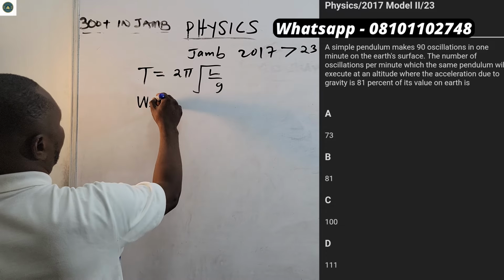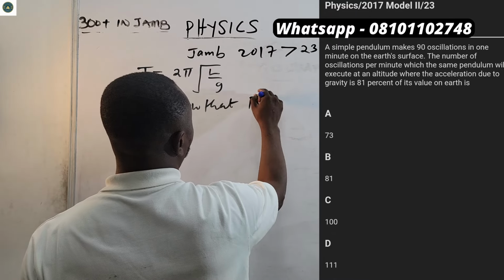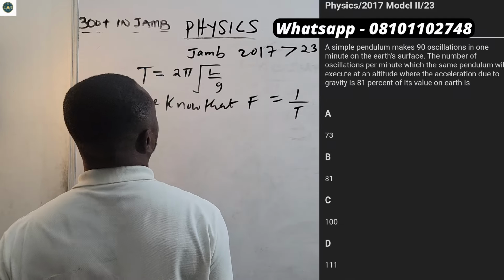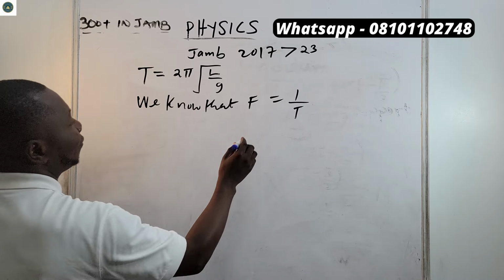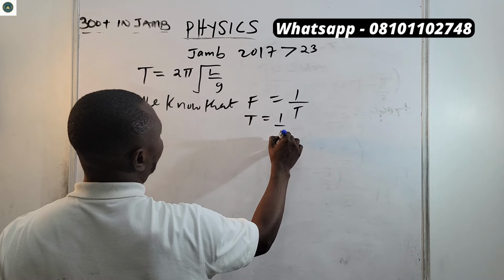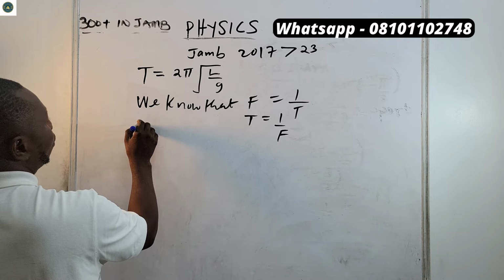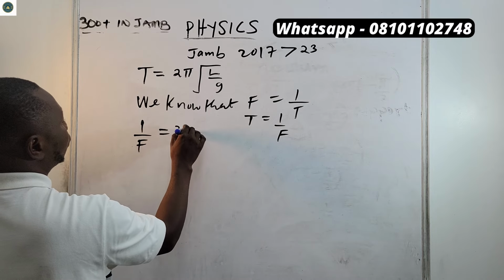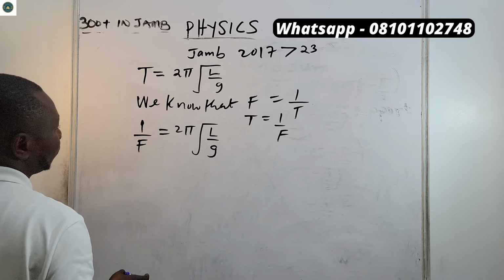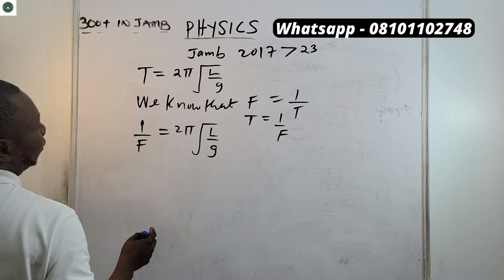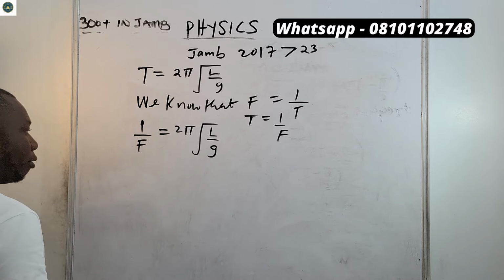We know that frequency is 1 over what? Period. So definitely we have period to be 1 over frequency. Hence, we can say that 1 over F is equal to 2 pi root L over G.